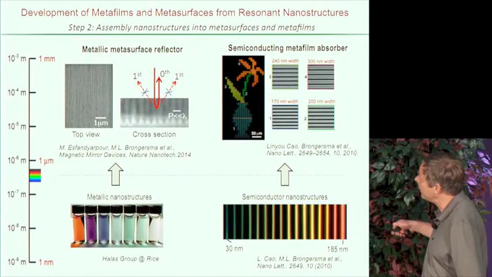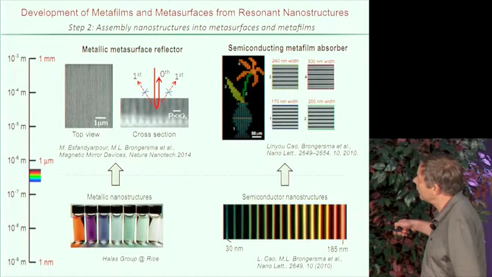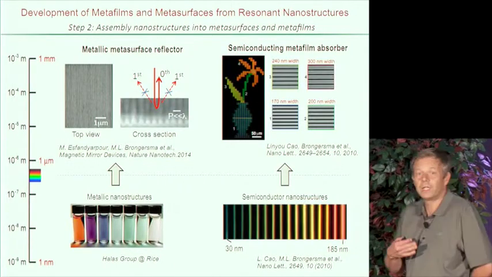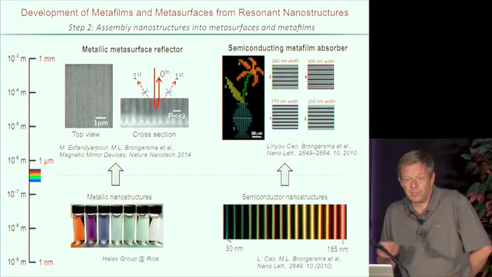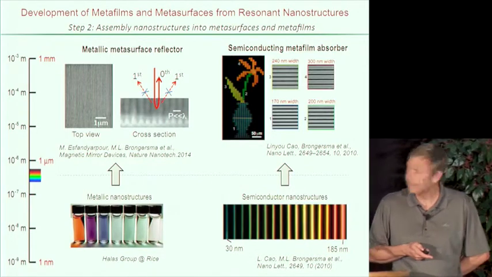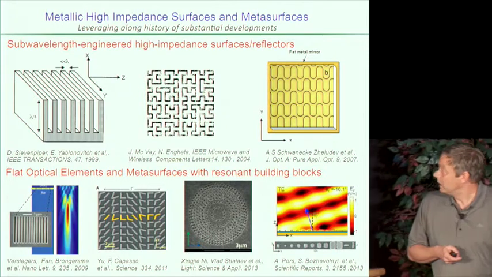Or if we pattern semiconductor films into different beam sizes of silicon, we can generate different colors, showing that we can control light absorption and reflection properties by a simple nanostructuring step. So let's see how we can use this.